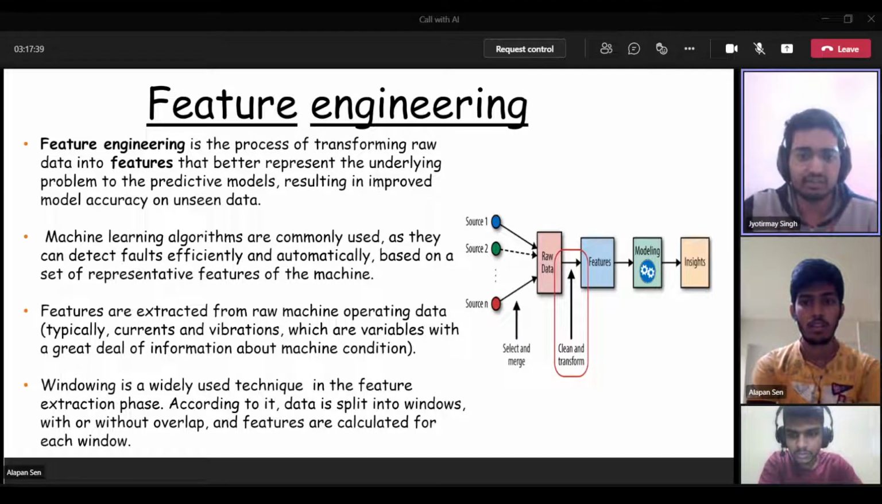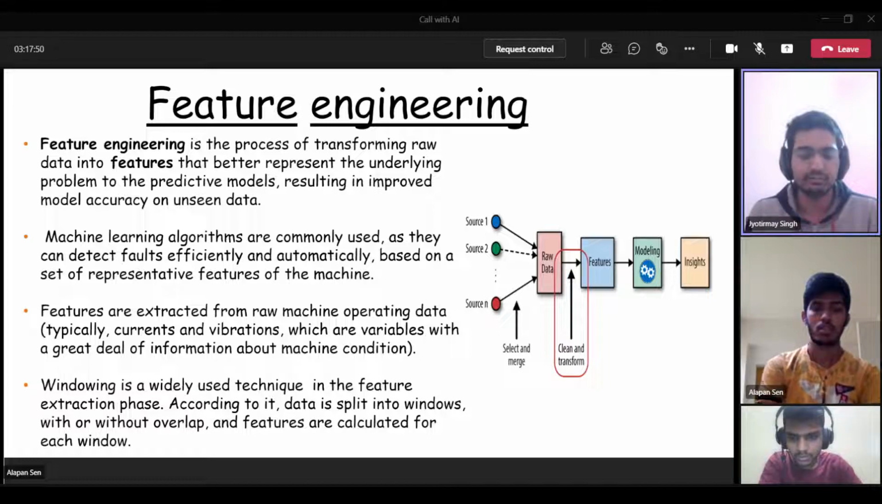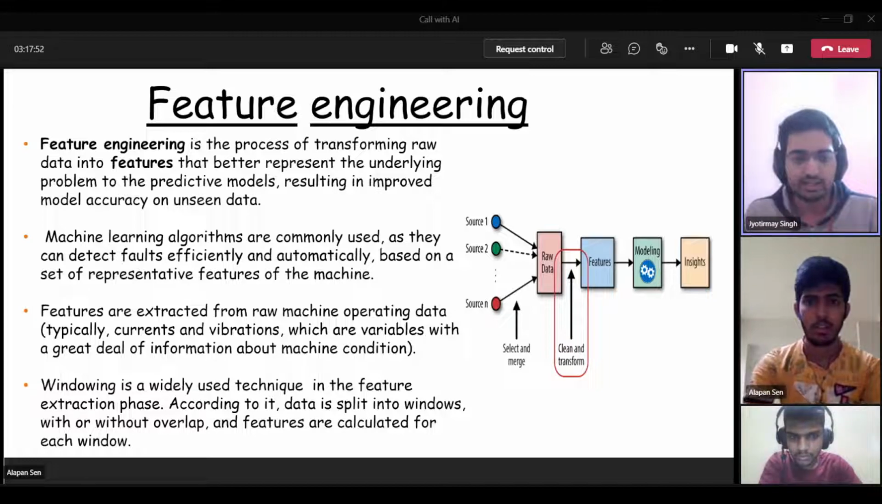You can see in the figure. Windowing is a widely used technique in the feature extracting phase. According to it, data is split into windows with or without overlap, and features are calculated for each window. Next slide, please.